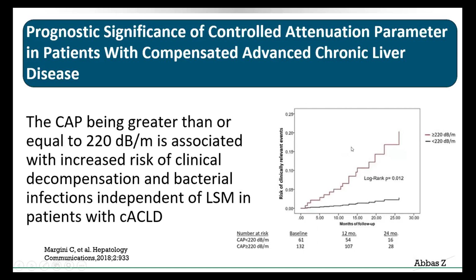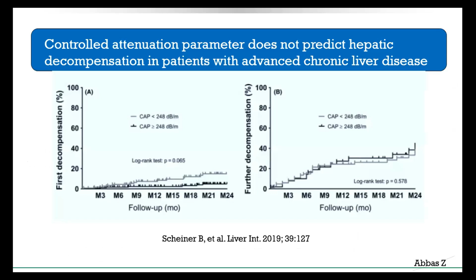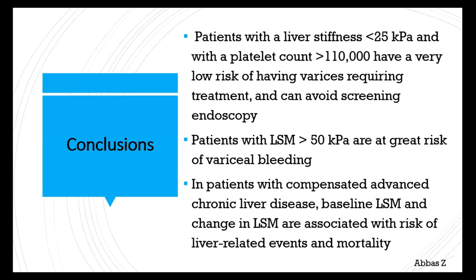Is there any value of controlled attenuation parameter or ultrasound attenuation parameter? This is one study that favors that a controlled attenuation parameter, ultrasound attenuation parameter, of more than 220 decibel per meter is associated with increased risk of decompensation and bacterial infection in patients with compensated advanced chronic liver disease. But another study that has addressed the same issue shows that the controlled attenuation parameter does not predict hepatic decompensation in patients with advanced chronic liver disease.